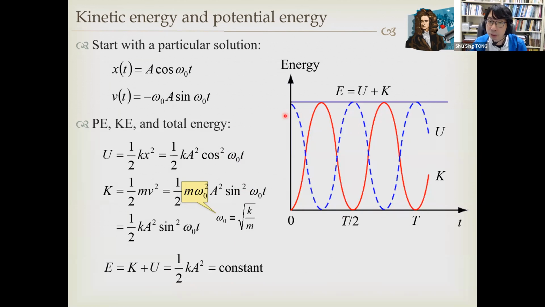So you have a cosine curve like this, cosine square curve like this, and sine square curve like this. They add up to a constant curve, and the constant value is half k A squared.